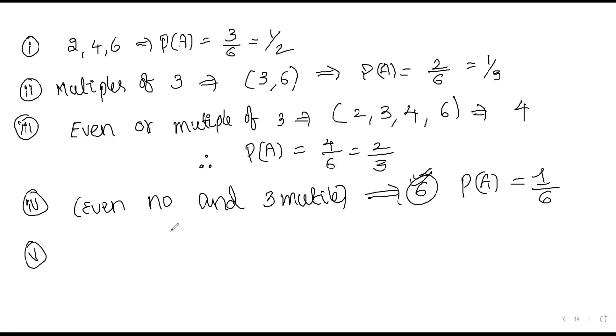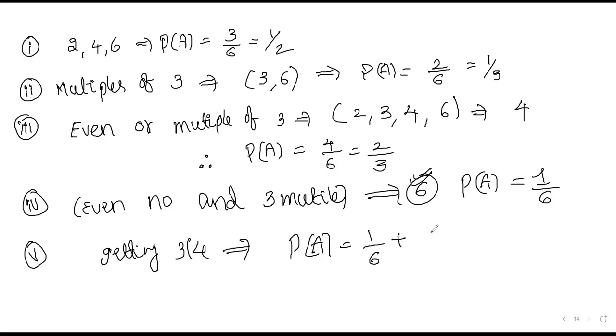Then next one is getting 3 or 4. Getting 3 or 4 means, how many possibilities are there? 3 can come or 4 can come. How many total outcomes are there? 2. So that is 1 out of 3.